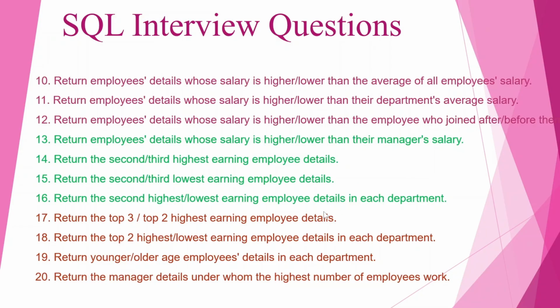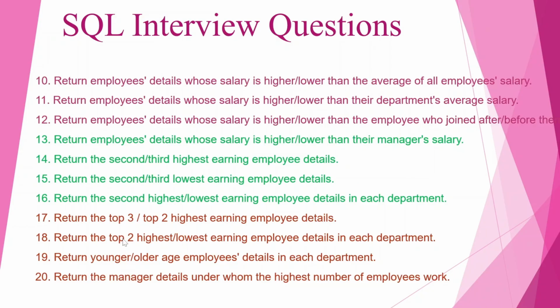Next, the 17th one. Return the top 3 or top 2 highest earning employee details. This is similar to the second or third, but in the case of second or third, we'll be finding the exact one. In the case of top 2 or top 3, we'll be using less than or equal to, so that we get all those employees' details by using window functions. Here we'll use either rank or dense rank. But when it comes to top n details, always prefer dense rank, because we don't know how many people have the same salaries. That's why we will be using the window function dense rank to solve this problem.